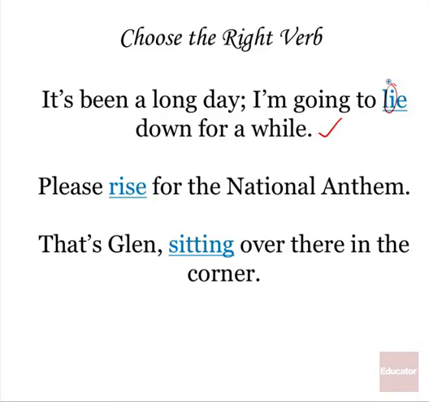There's nothing being pushed. Please rise for the national anthem. Once again, you're not getting any help. You're pushing yourself up out of your chair. And that's Glenn sitting over there in the corner. Glenn is not the sun, so he will never be setting over there in the corner.